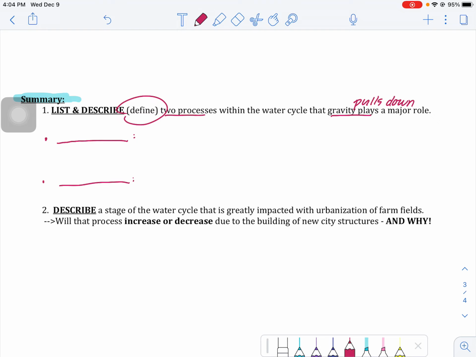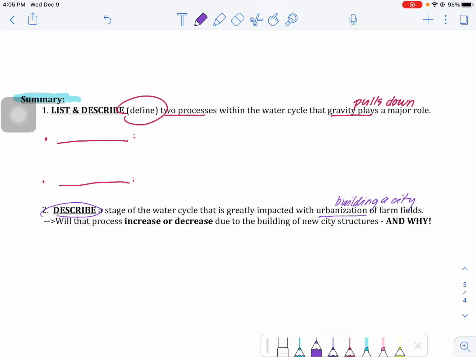Number two, we also have another describe, right? That's you, again, making the sentence starter. So we're wondering here, a stage of the water cycle that would be impacted with urbanization of farm fields. That basically means building a city. Urbanization is just an increase in buildings and roads and city structures.